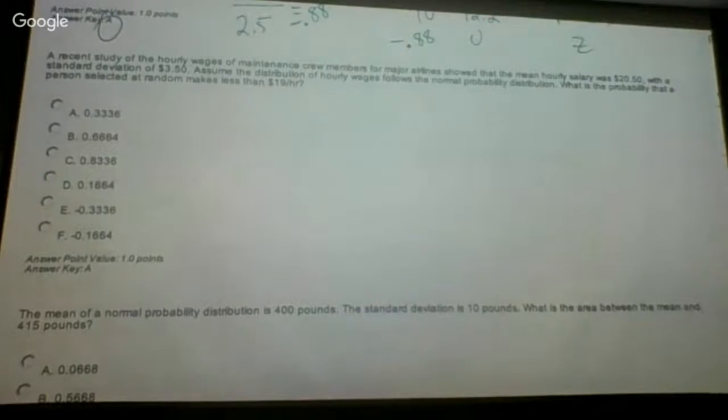16. A recent study of the hourly wages made to crew members for major airlines showed that the mean hourly salary is $20.5 with a standard deviation of $3.5. Assume the distribution of hourly wages follows the normal probability distribution. What's the probability that a person selected at random makes less than $19 an hour?